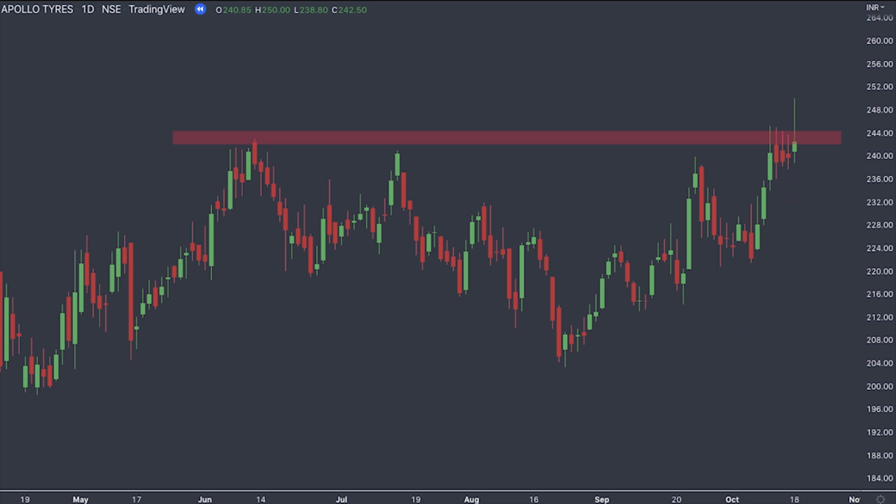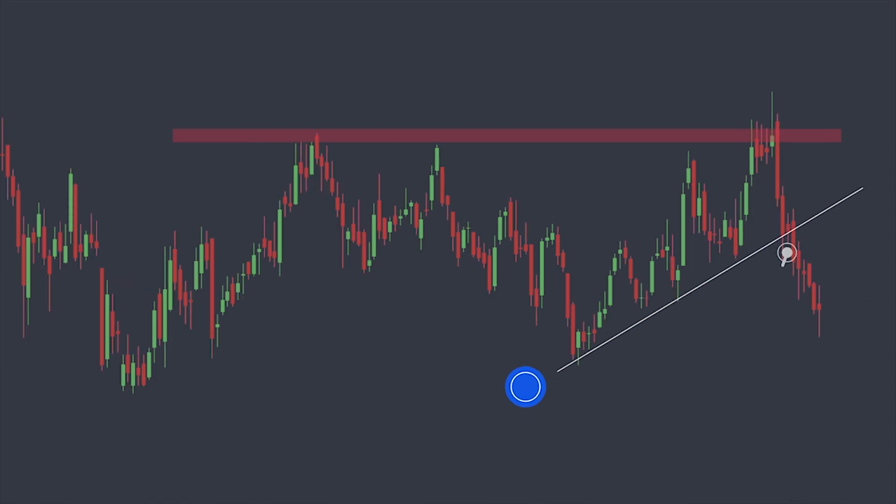The second type will be the breakout. Here, if you connect the trend line through all these swing lows, we have an active trend line here, right? So rather than entering at this point, you can even enter at the breakout of the trend line. That is type 2 of how you can enter. And then the third one is going to be the retest.